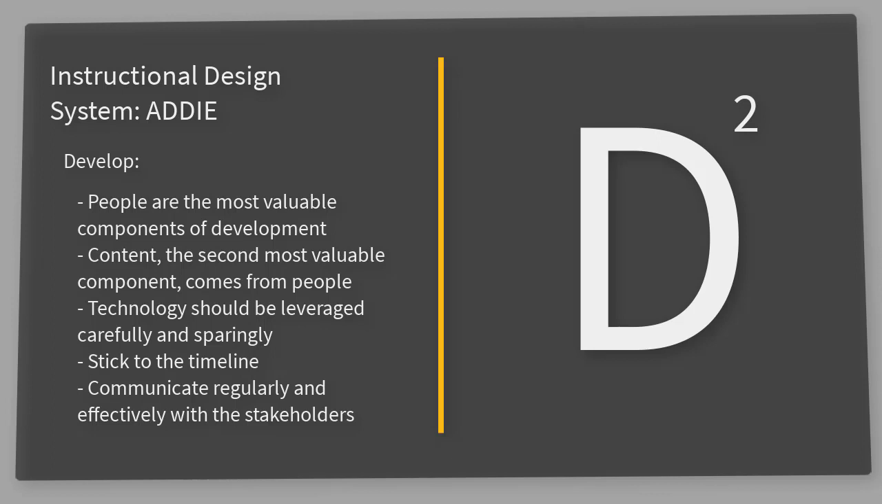Content, the second most valuable component, comes from people. And technology should be leveraged carefully and sparingly where people and content can't be used. Do your best to stick to the timeline. Communicate regularly and effectively with the stakeholders.